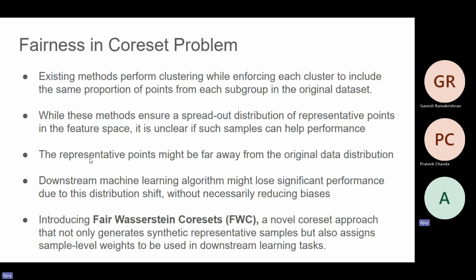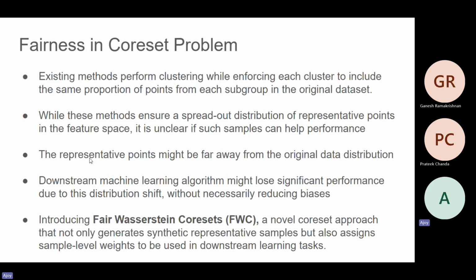And the problem with all of these existing works is that although they might guarantee that all the subgroups are represented, their performance across the downstream task is in doubt, because the proportion of different subgroups in the new coreset is different from that in the original data set. Sorry, the class balance is disturbed.